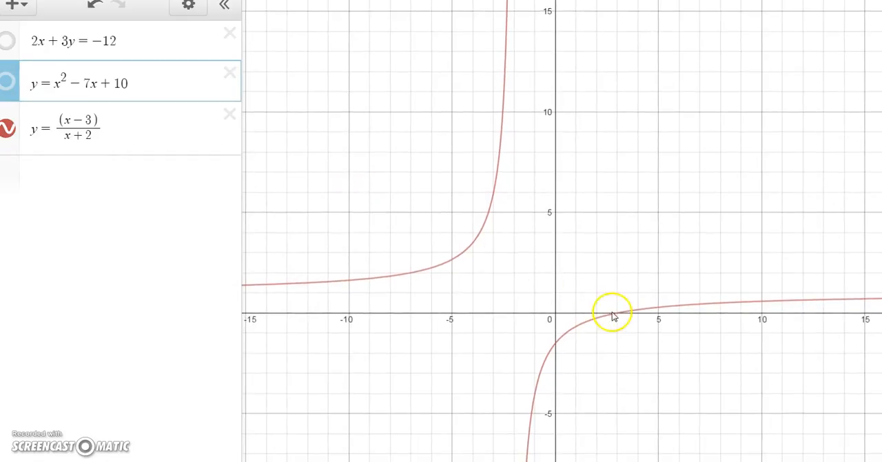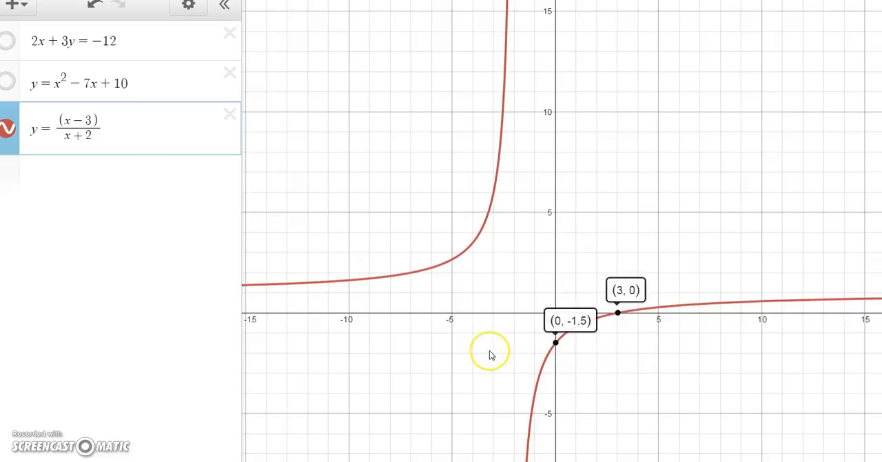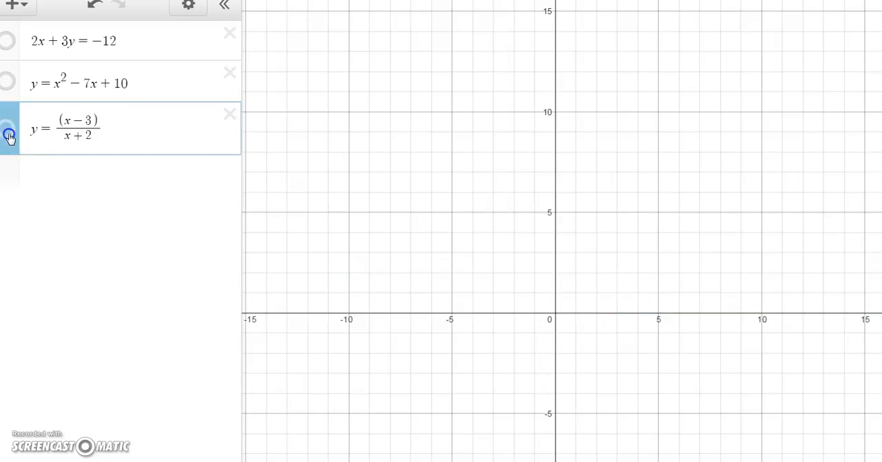That picture looks like this. And remember, we had the x-intercept of (3, 0), and we had a y-intercept of (0, -3/2), which is what negative 1 1/2 is. It's negative 3 halves. So those are the two intercepts there. Now, again, you need more information than that to actually graph this, but you can certainly find the x and y intercepts from these functions.